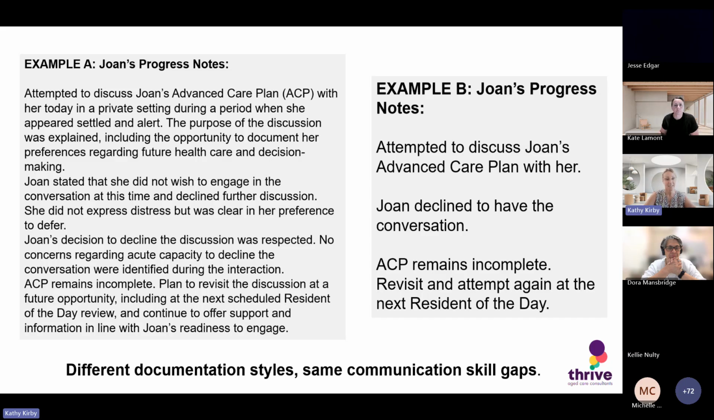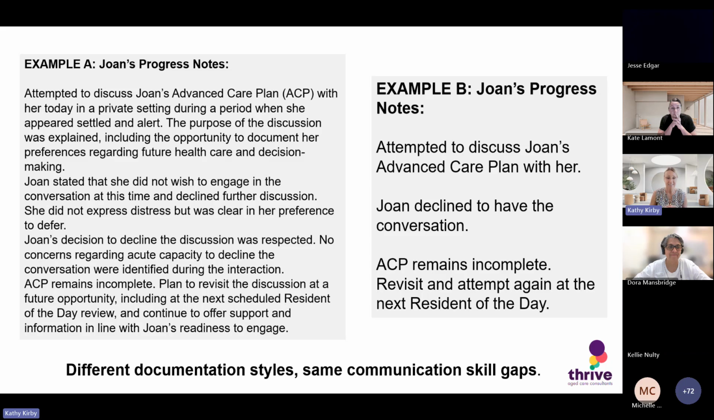Example B is, well, I tried, very minimal. I tried, but I actually didn't have the skill or the confidence to lead that conversation. So I'm going to document I tried, and then my work here is done. And example A is saying the same thing, but it's a lot wordier. And it's a lot wordier because somebody has used ChatGPT, because people are not confident to be able to document what the conversation was or wasn't as it happens. So we're now relying heavily on AI to write this documentation for us, which is another area that we could do a whole lot of training on.